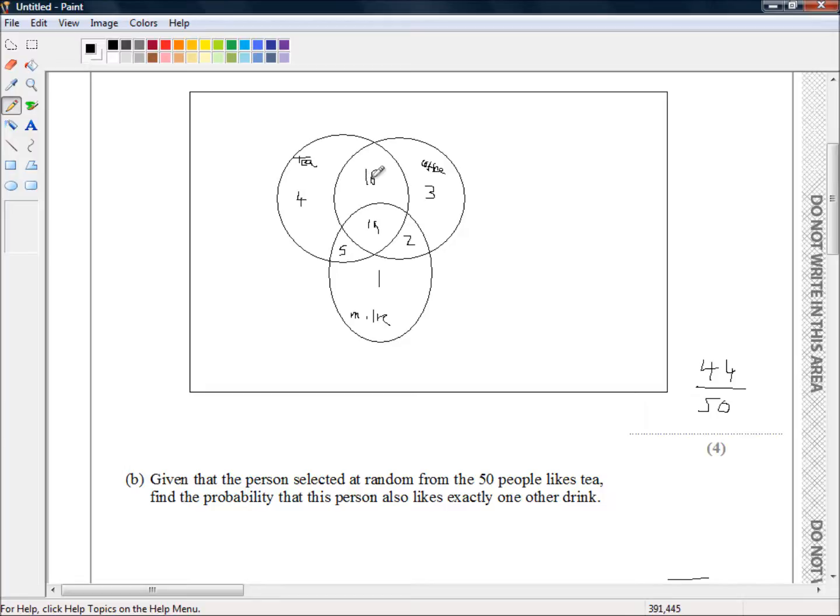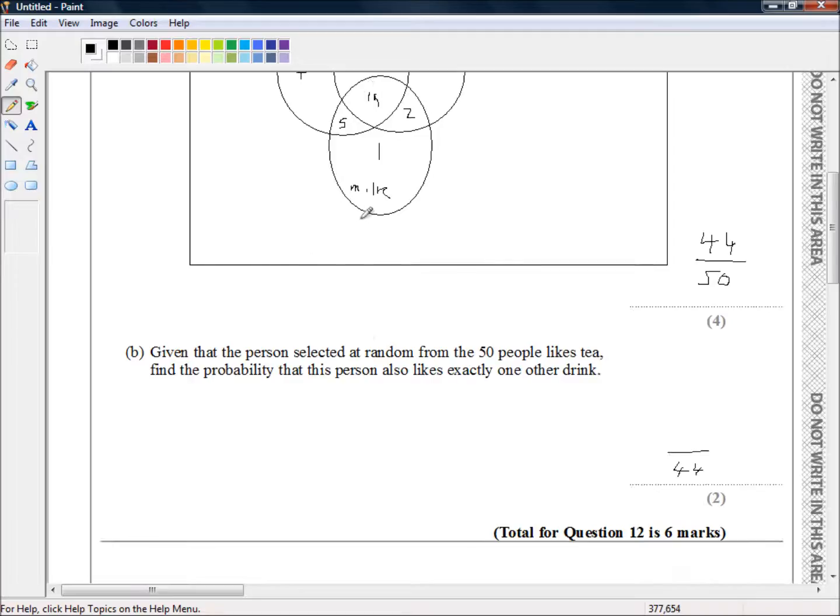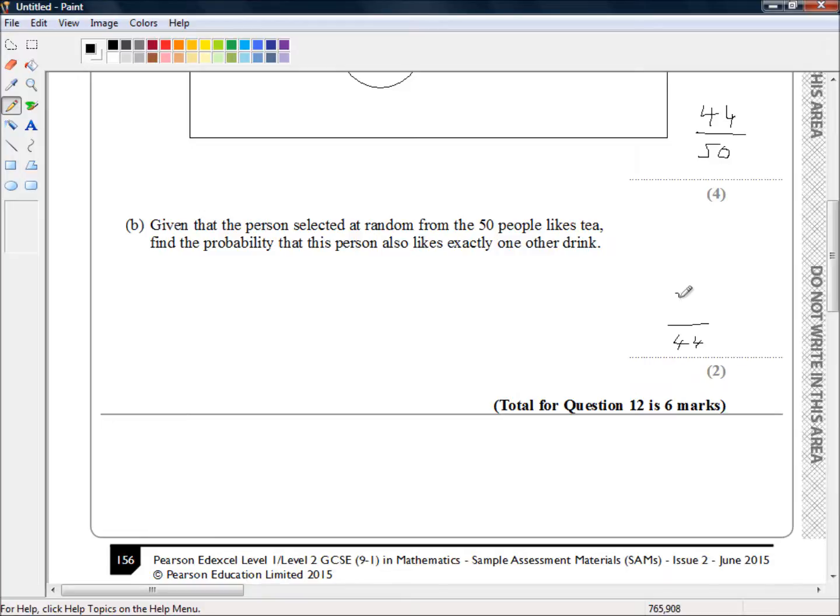So people who like just tea and coffee is 16. And people who like just tea and milk is 5. We're excluding the people who only like tea, and we're excluding the people who like all 3 drinks, because we're looking for tea and one other drink exactly. So that's just 16 plus 5, which is 21. Again, we are allowed to use a calculator.